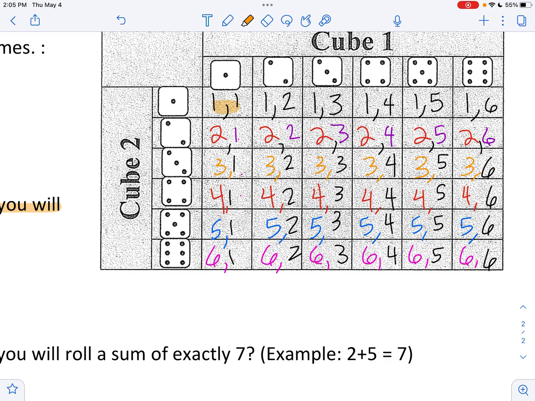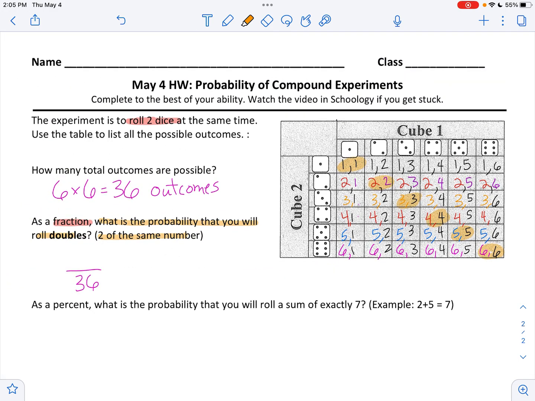So let's see, here's a 1 and a 1. Here's a 2 and a 2. Here's a 3. Oh, no, 3 is not the same as 2. So I'm looking for the same number twice. Yeah, cool, a little diagonal line. Looks like there are 6.